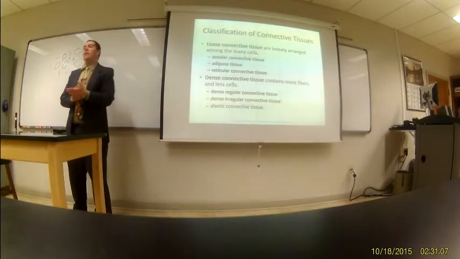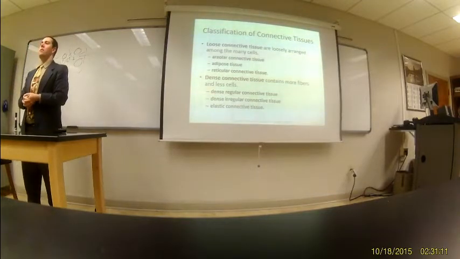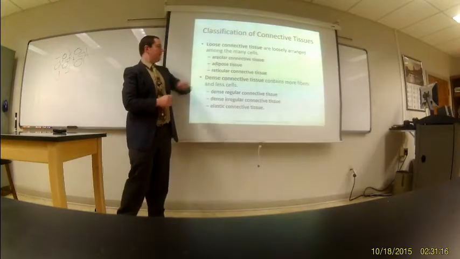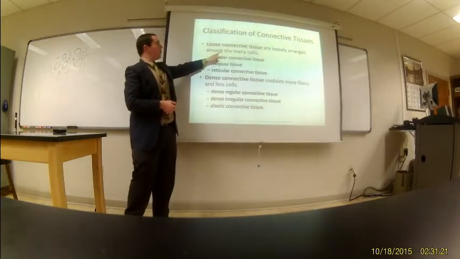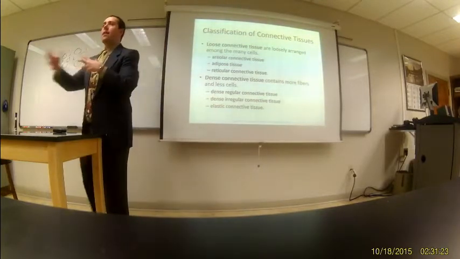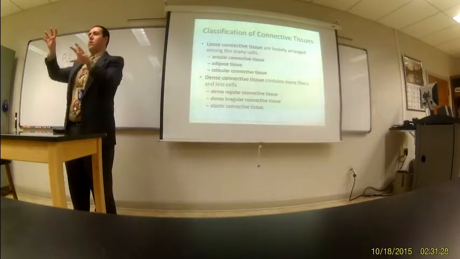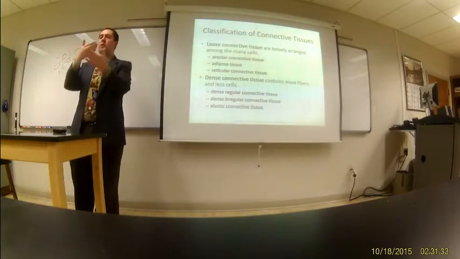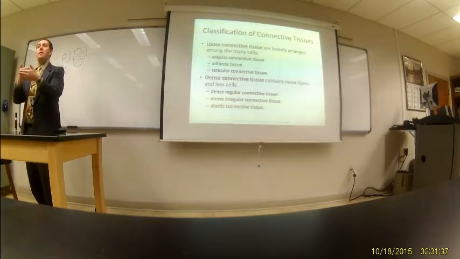We can also take our connective tissues and classify them based on how dense they are. We can have loose connective tissues or dense connective tissues. Loose connective tissues have a lot of empty space in them. There's a cell here and a cell here and a cell there and some fibers in between them. But most of it, when you look at a picture or on a slide, looks like empty space. Now, we know it's not actually empty space, because what fills that empty space?